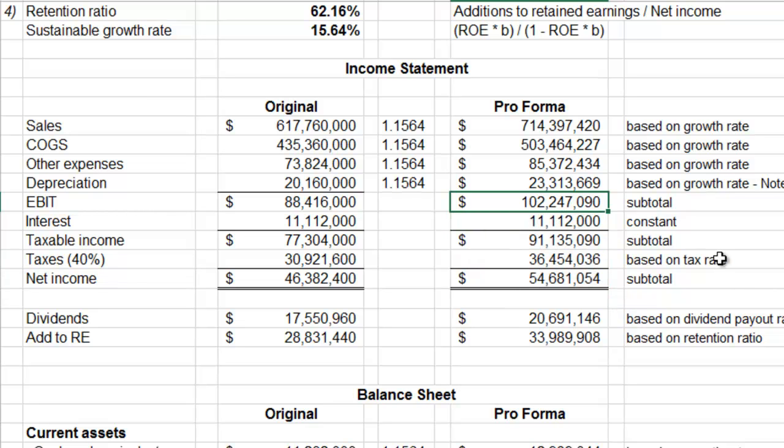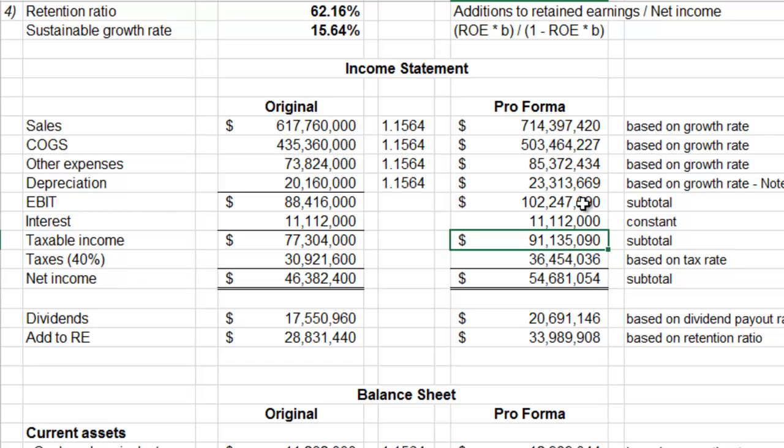EBIT is just a subtotal, taking sales and subtracting the next 3 items. Interest expense is the only really tricky part here. In our basic forecast, we will hold interest expense constant. The reason for that is because we don't yet know how much the firm may need to borrow. And since we don't yet know how much we'll need to borrow, we don't yet know what interest expense will be. So our default simple forecast setting will be to hold interest constant. We'll allow for changes in interest later on, but for now, keeping it simple, interest should be constant.